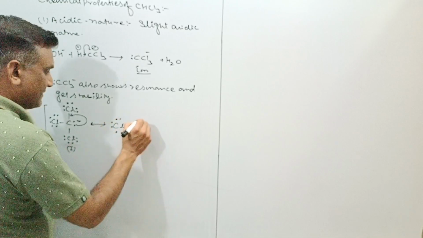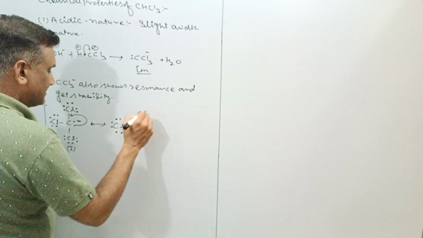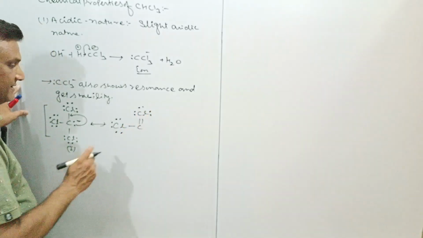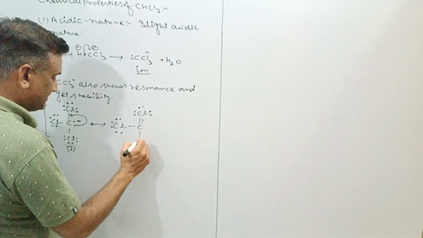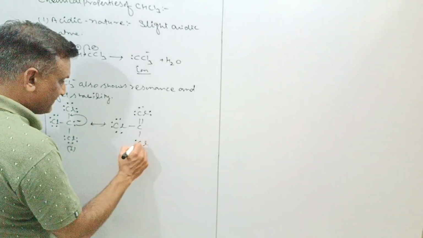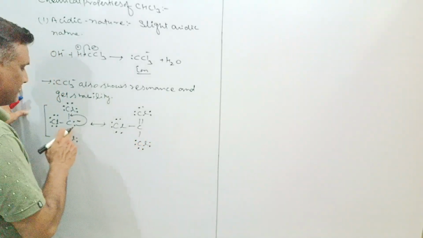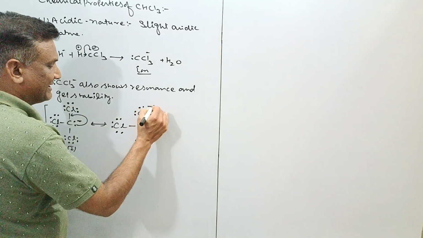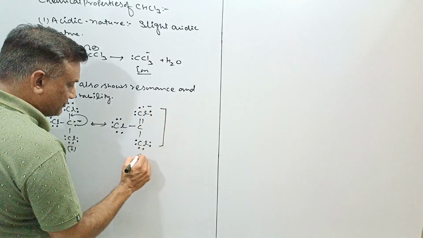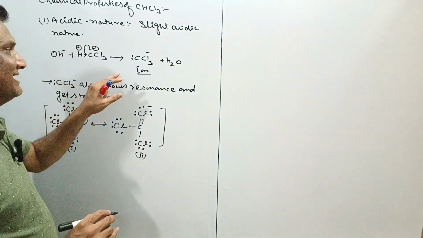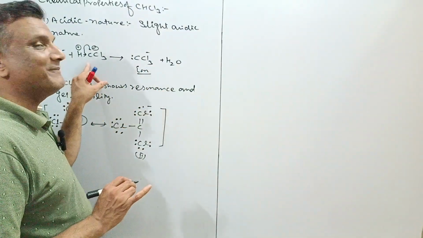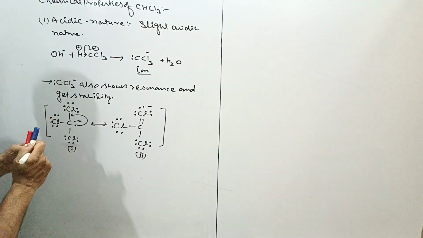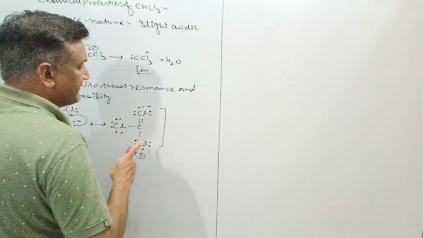here is the C, it donates over here, so a double bond, this is the Cl with 3 lone pairs, and here is another Cl with 3 lone pairs. It donates, that's why it gains positive charge, so positive and negative cancel, and here will be the negative charge. So due to this resonance, CCl3 minus has more stability, and that's why chloroform has more tendency to lose H plus ion.